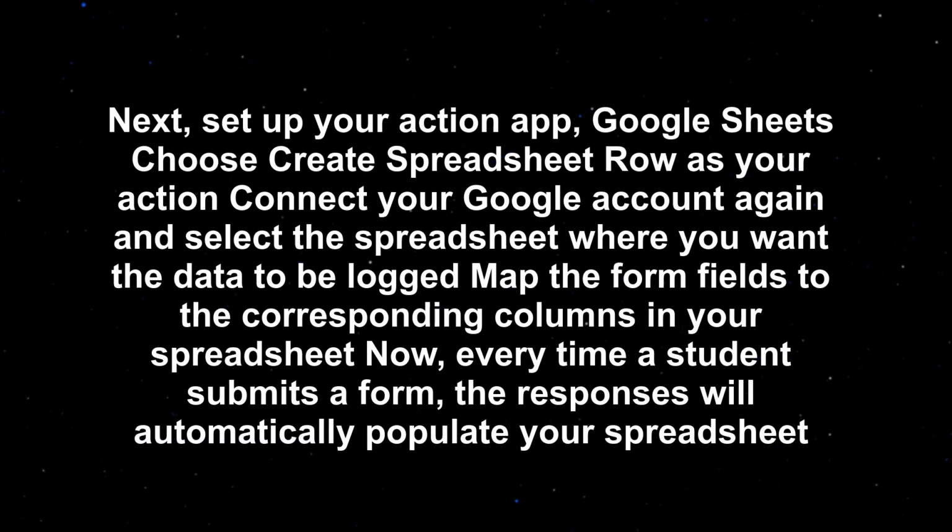Next, set up your action app, Google Sheets. Choose Create Spreadsheet Row as your action. Connect your Google account again and select the spreadsheet where you want the data to be logged. Map the form fields to the corresponding columns in your spreadsheet. Now, every time a student submits a form, the responses will automatically populate your spreadsheet.